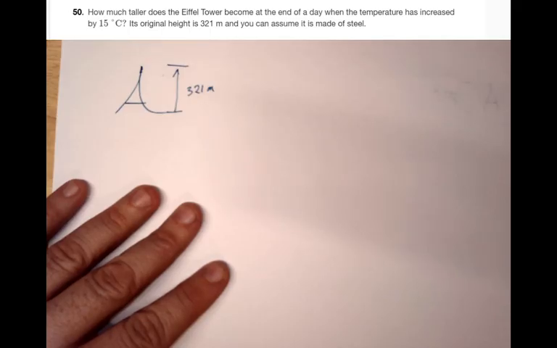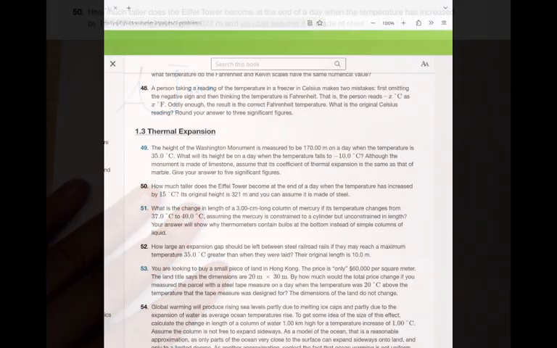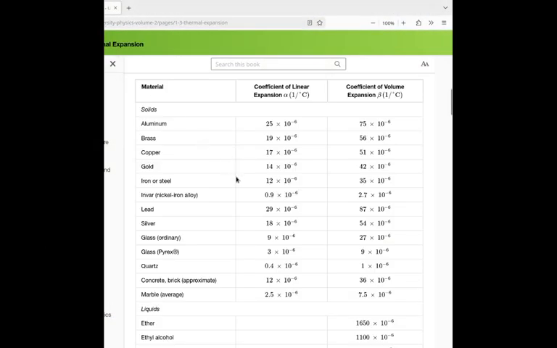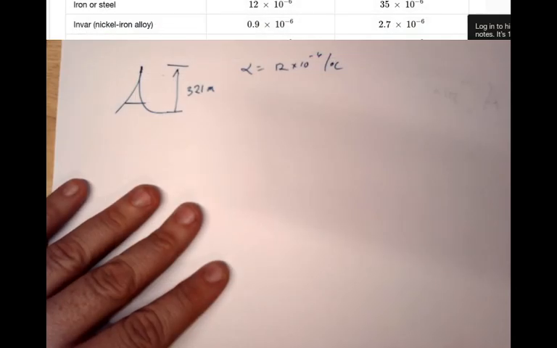All right, so we're going to look for the thermal expansion of steel, and when I look that up, here, iron or steel. And its thermal expansion is 12 times 10 to the minus 6. Right? So alpha is 12 times 10 to the minus 6 per degree Celsius. Okay.